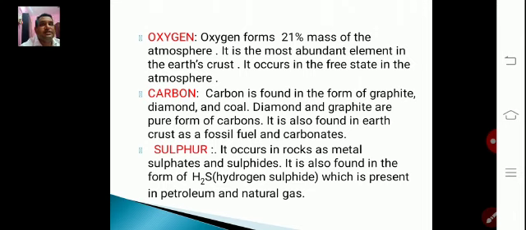And sulfur is also a non-metallic element. Sulfur is also present in all living things, and at room temperature and pressure sulfur is a yellow solid. It is used in the manufacture of sulphuric acid, which is one of the important acids.